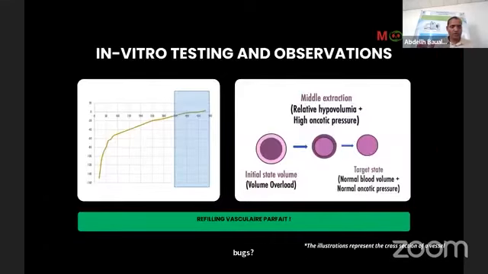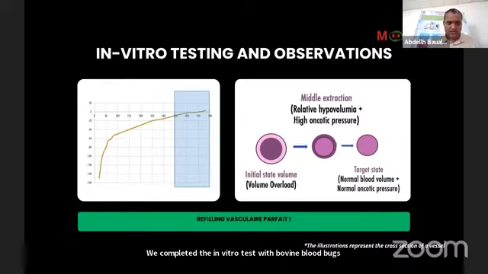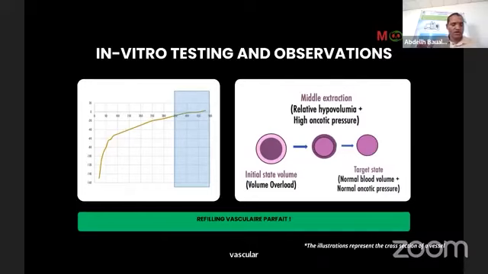We completed in vitro tests with bovine blood bags, observing how the suction bellows effectively matched vascular needs. It extracts fluid quickly at first, then slows, allowing the vessel to naturally refill. This gradual process minimizes strain on the vascular system.